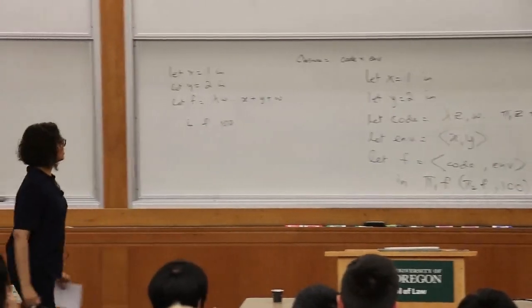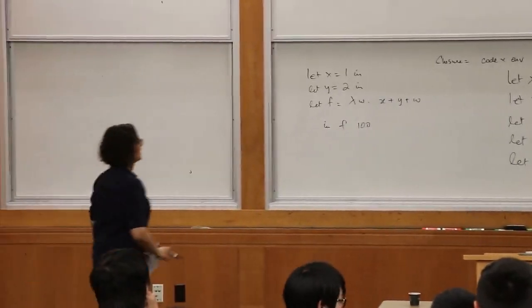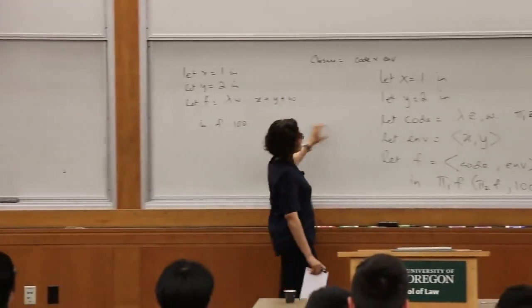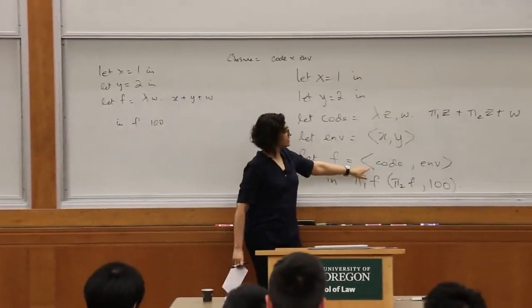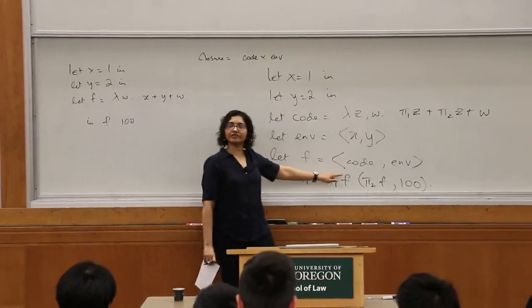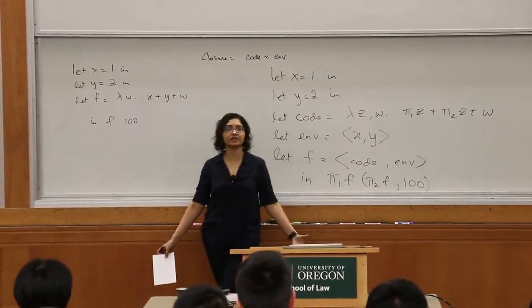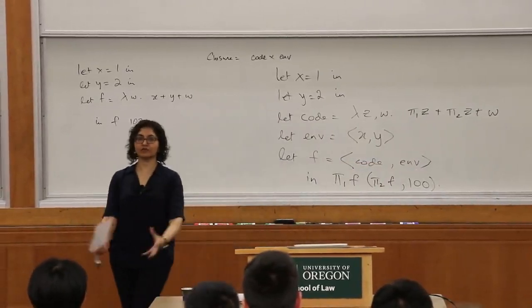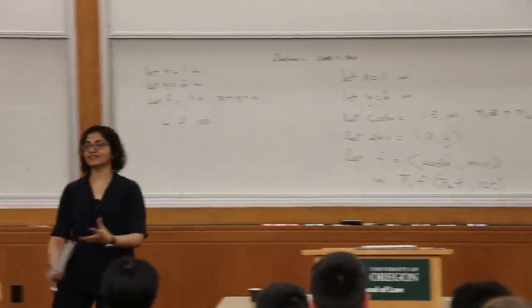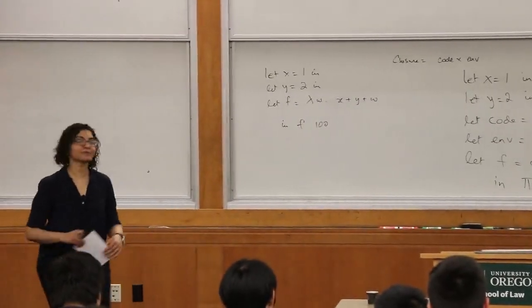Okay, so that is closure conversion. We have taken this code, and now f is a closure. It's a pair of code and an environment. You can go allocate it on the heap, and it's completely local. I mean, it doesn't have any scope issues that we need to worry about.